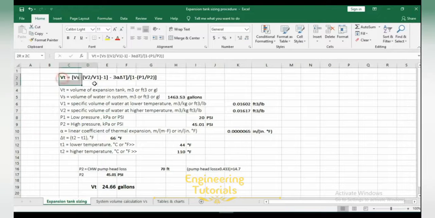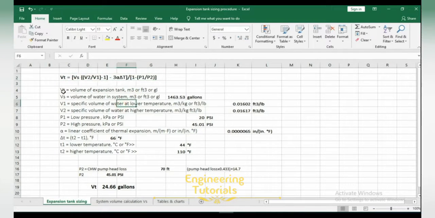So this is the formula which we are going to use to calculate the expansion tank size. So what is this formula? Vt is equal to Vs into [(V2 divided by V1) minus 1 minus 3 alpha delta T] divided by (1 minus P1 by P2). First we need to understand what these parameters in this formula are. Only then are we able to calculate the size of the expansion tank.